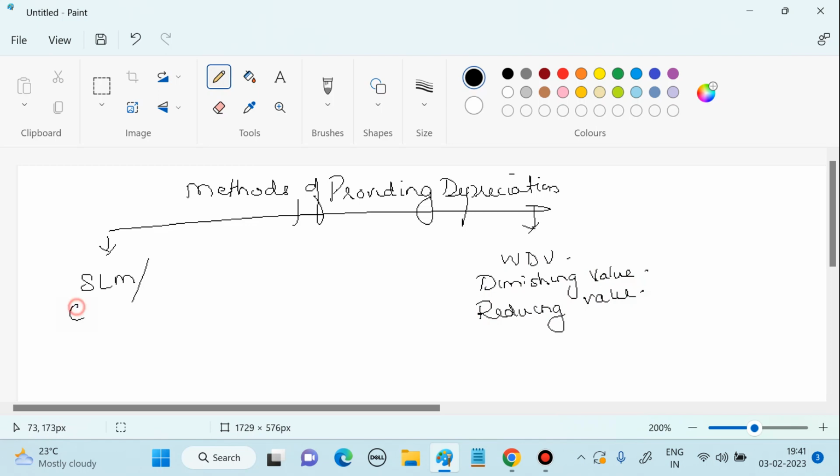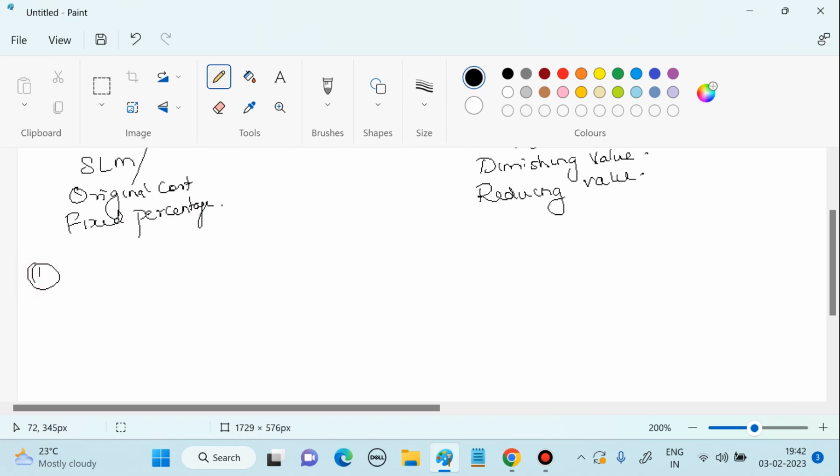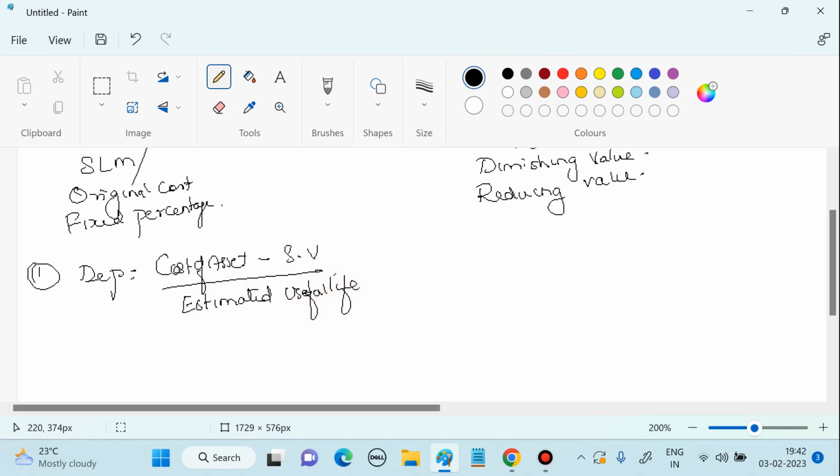For SLM, you have original cost or fixed percentage method also. Okay. The important thing that you have to know is, first we'll take up straight line method, understand it. Here in the straight line method, we calculate depreciation once like this. We take the cost of the asset, we subtract the scrap value or the residual value which we expect to get by selling the item as scrap at the end of the useful life of the asset, divided by the estimated useful life of the asset.